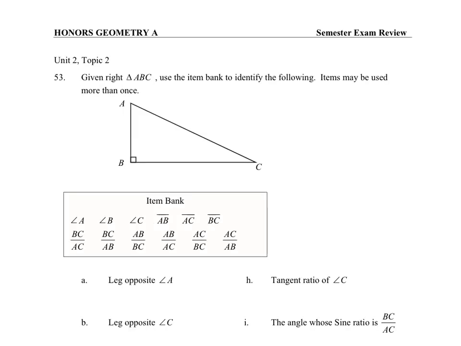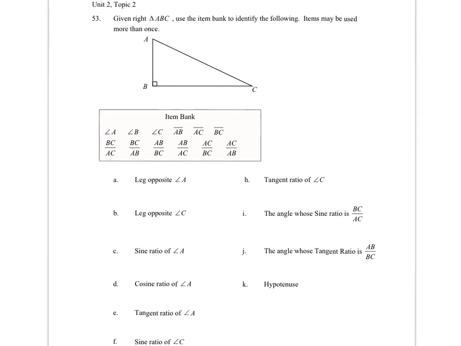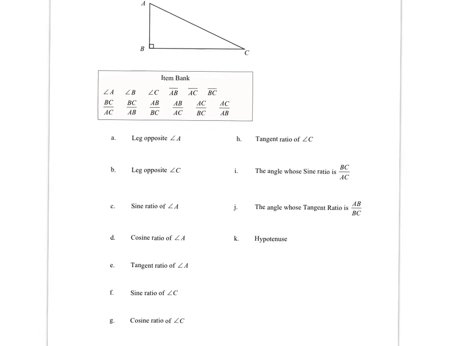So question 53 says, given right triangle ABC, so that's right here, ABC, use the item bank to identify the following. Items may be used more than once. All right, first thing we have is the leg opposite angle A. So opposite is always across, so that's going to be BC. The leg opposite angle C is going to be AB.